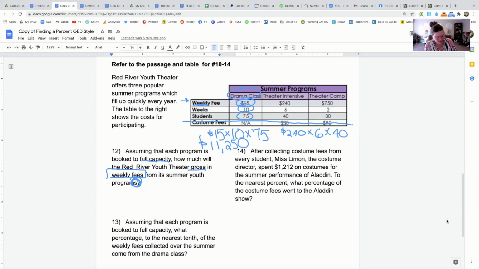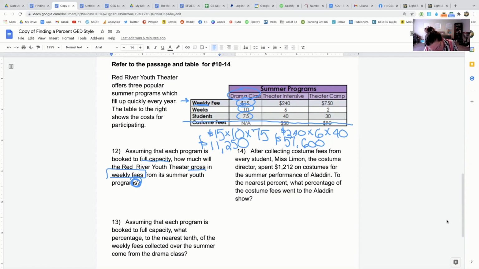So let's go ahead and figure out the total weekly fees for the theater intensive. So $240, 6 times for those 6 weeks, 40 times for all 40 of those students. We said it was booked to full capacity. Woo! They're making some money over there in the summer program. That's $57,600. And now let's move on to theater camp.